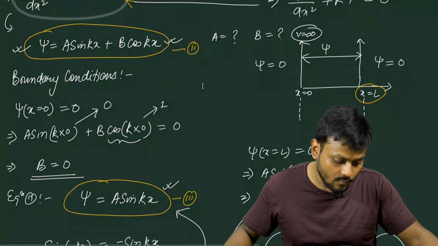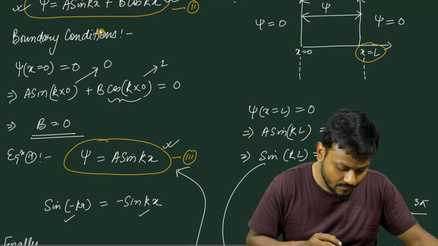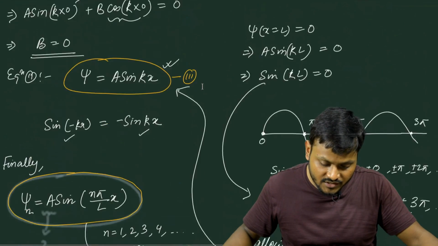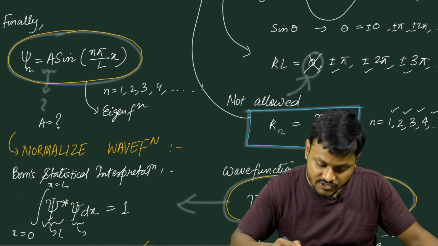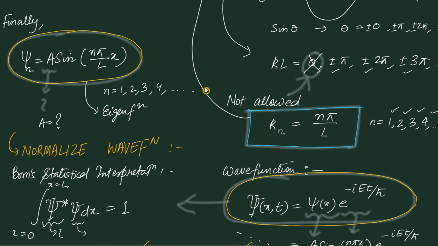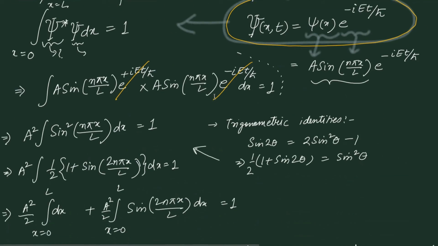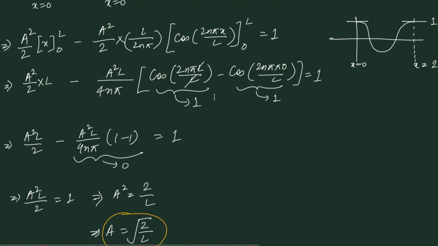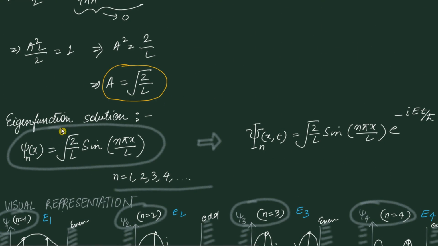Now next is the problem of applying boundary conditions to find A and B. If I apply boundary conditions, B comes out to be 0, and if I apply the second boundary condition, I end up getting the expression for K. So if I put the expression for K here, this is the eigenfunction and this is the wave function solution where the eigenfunction is multiplied by the time component. Now this wave function must also satisfy the Born statistical interpretation. So if I apply the Born statistical interpretation, then I come up with the value of A. So finally the eigenfunction is this, where there is a coefficient of square root of 2 by L multiplied by the rest, and then this is the wave function solution.